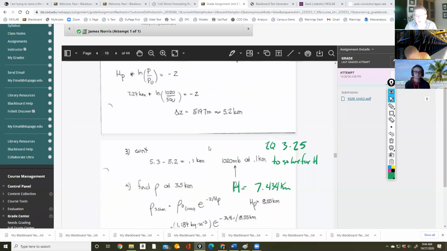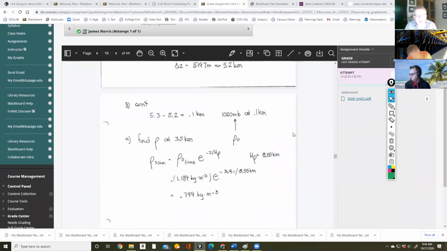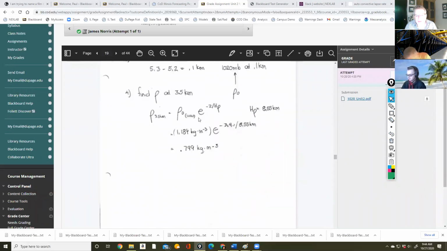Then when you go into the density stuff, you use the same thing. And the only difference here is, again, you're going to use that H that you just calculated. Because you're assuming that density drops exponentially with height. So you'd want to use equation 3.25, but instead of pressure, what are we going to use? You're going to use density. The same thing is true.